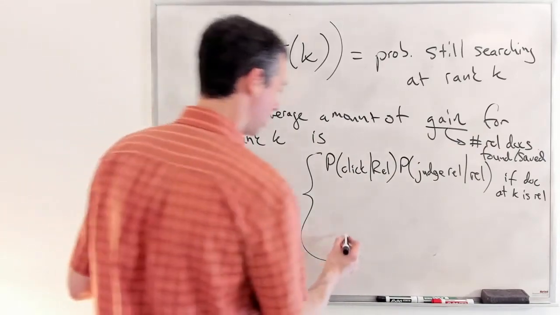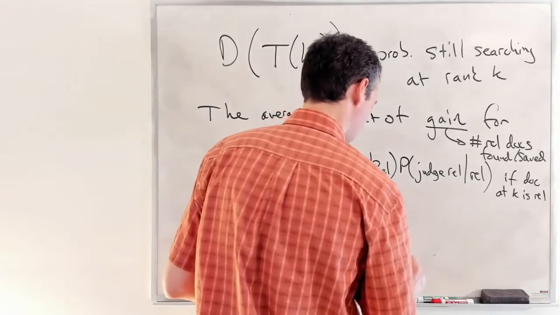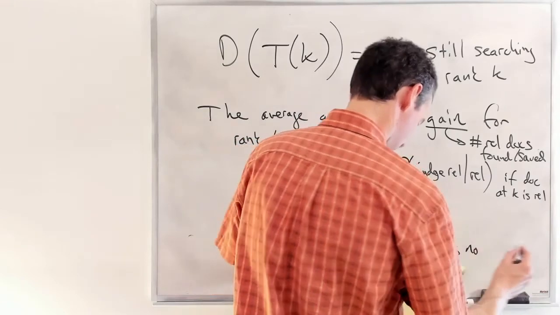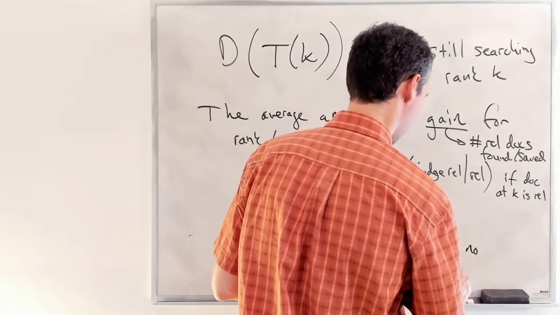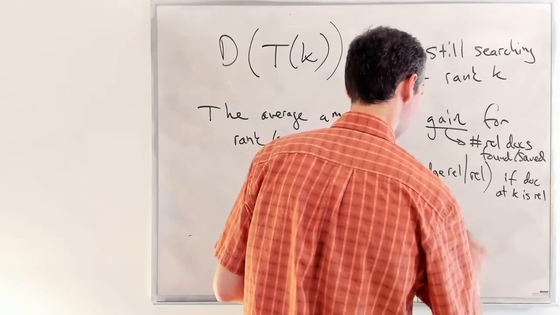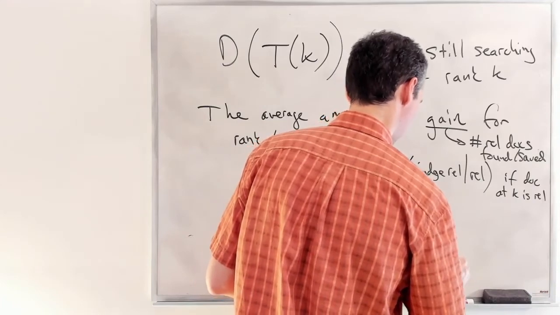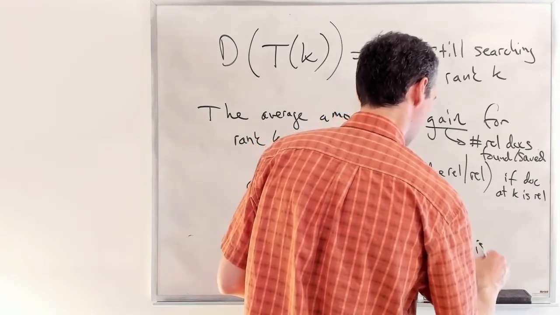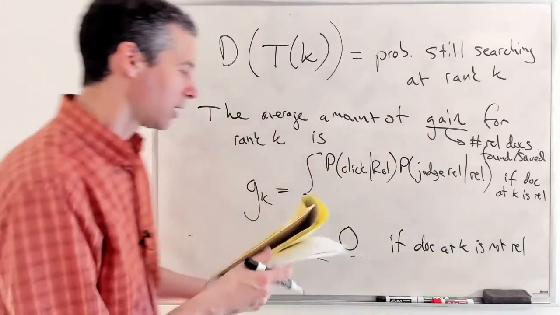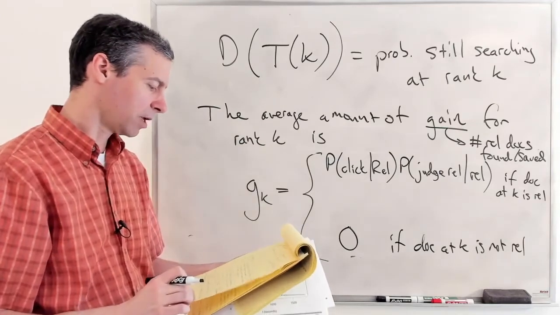Then we go ahead and set the gain to 0 if the document at K is not relevant. All right. Now, this might seem a little strange. Why do they get 0 gain there?